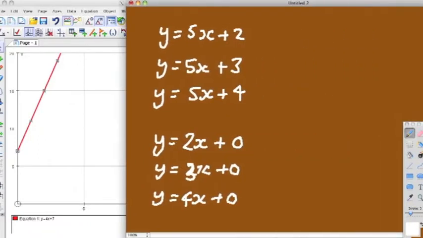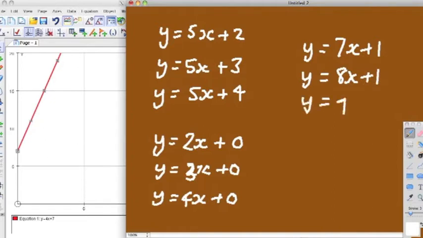Or you may want to have y equals, say, 7x plus 1, and then change it to 8x plus 1, change it to 9x plus 1. So in each of these families I'm keeping something the same and changing the other thing. Put each family on the same graph and think about any patterns that you spot. Good luck, I hope you have fun.